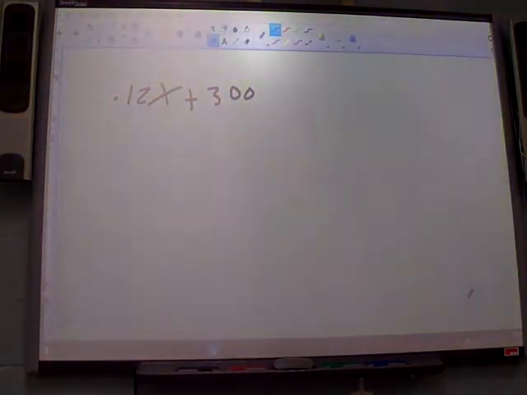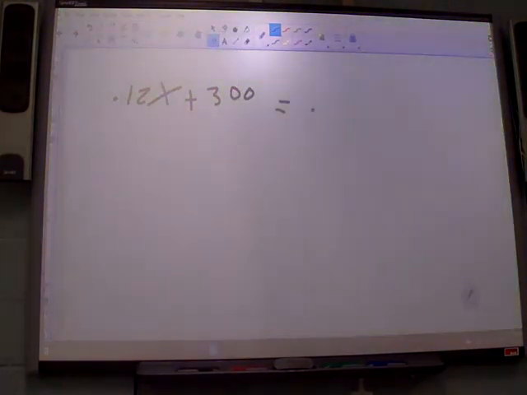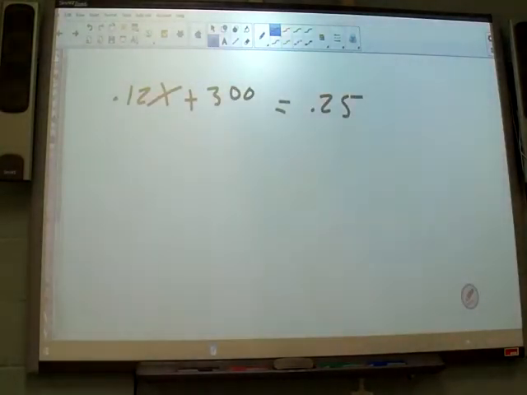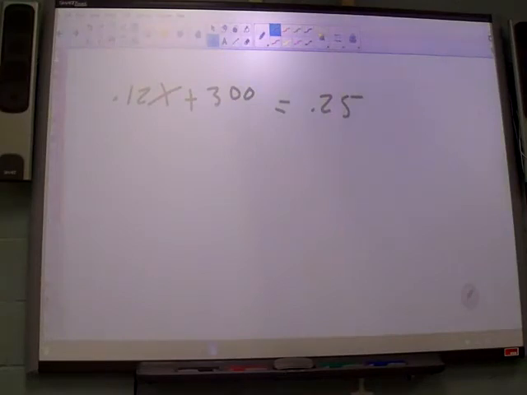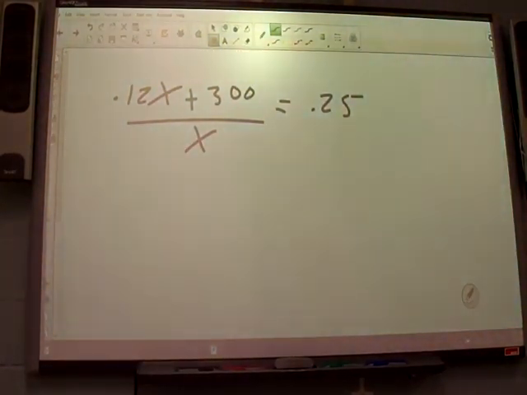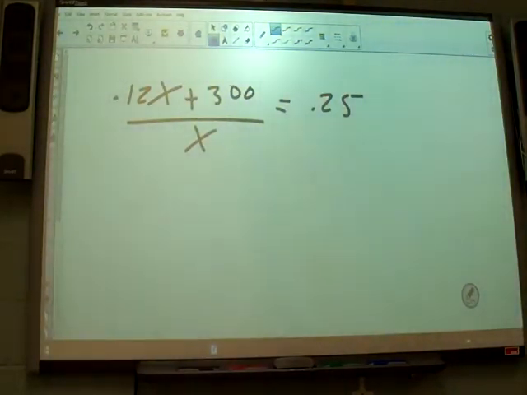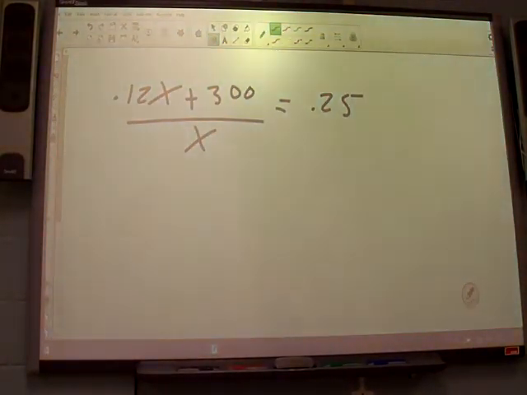So if we want this whole thing, wouldn't you put it over 0.25? Close, we're going to set it equal to 0.25 because that's how much we want each muffin to cost. So I've got 12 cents times how many muffins I make plus 300, then I'm going to divide that by the number of muffins I sell. If I sold 10 muffins, I divide it all by 10. If I sold 20 muffins, I divide it all by 20. So now you've got your rational equation to solve.